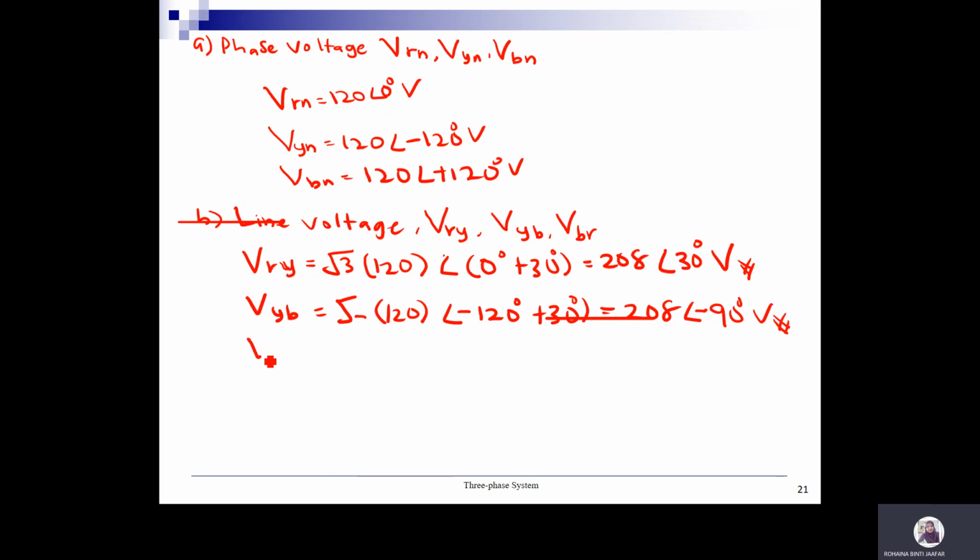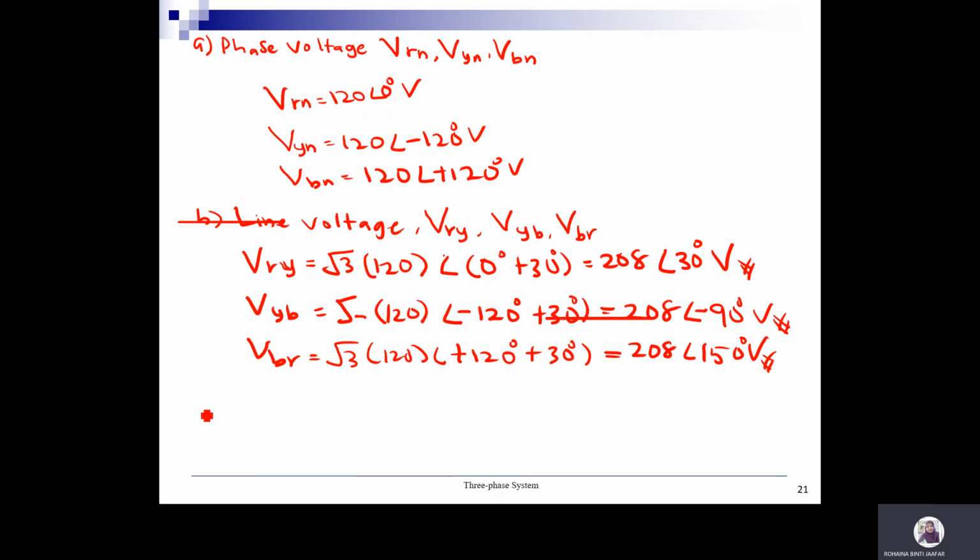The last one is VBR equals square root of 3 times 120. So refer to the blue phase, so plus 120 plus 30. So you get 208 with an angle of 150 volt. Okay, so this is how you find your line voltage.